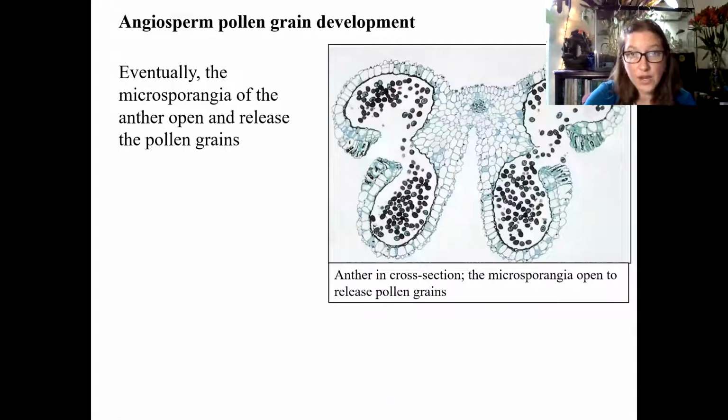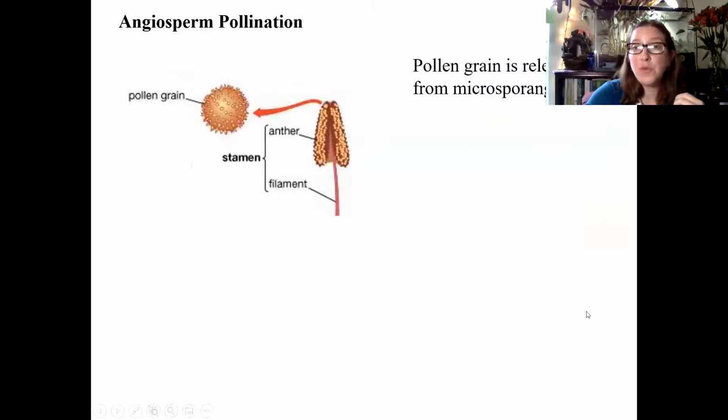Eventually, once those pollen grains are ready, the microsporangia is going to open and all the pollen grains will leave. Oh, my head is hiding this, but it says pollen grain is released from microsporangium, which is what I just said. So here we go, top of this anther, one of those microsporangia, pollen grains are ready, and so the pollen grain leaves, and it leaves via different ways.